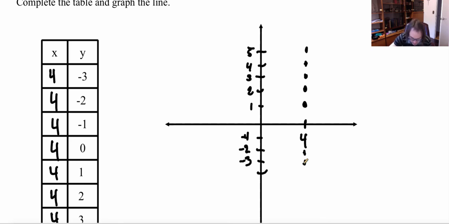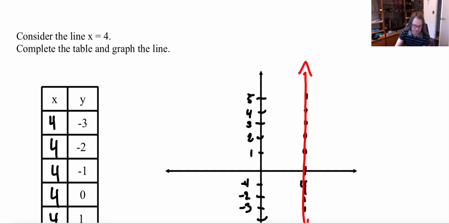So I end up getting a straight line like this going down. So anytime we have x is equal to just a number and there's no y value, we're going to get a vertical line.